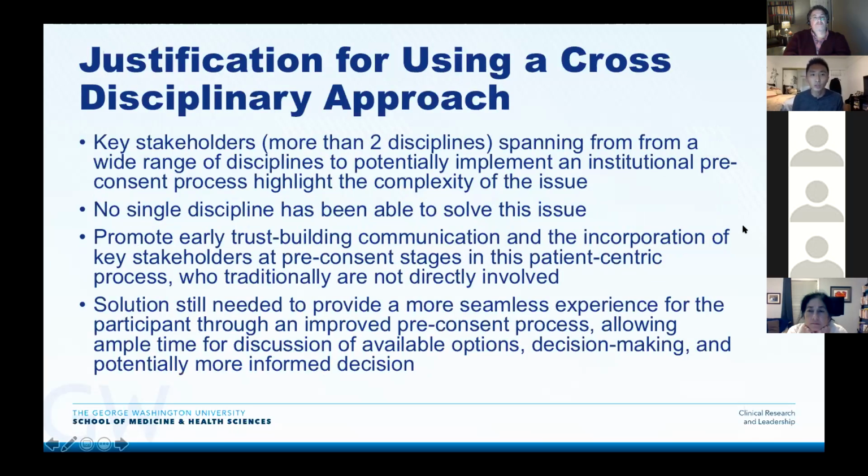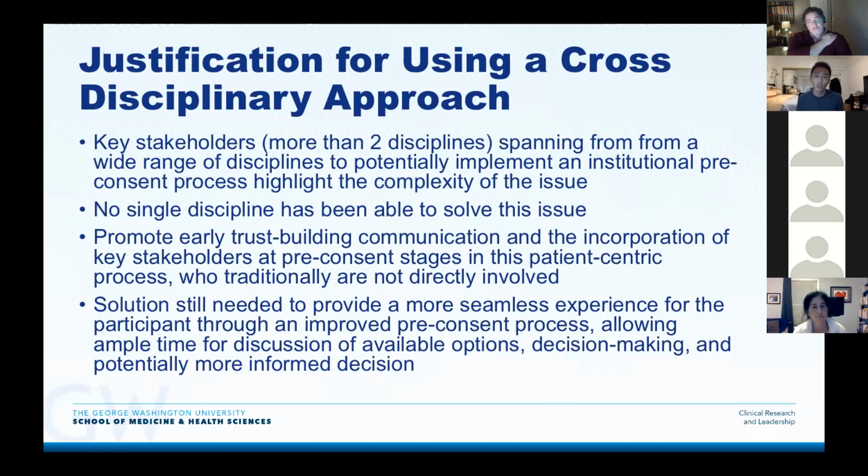Now, a justification for using a cross-disciplinary approach is that, as you'll find out later, there are multiple disciplines and stakeholders, spanning a wide variety of disciplines, involved in the implementation or the institutional pre-consent process or the complexity of this informed consent issue. There's not a single discipline that can solve this issue. In order to find a solution, we want to promote early trust-building communication and the incorporation of key stakeholders and disciplines, in order to make it patient-centric and figure out how to benefit all disciplines.